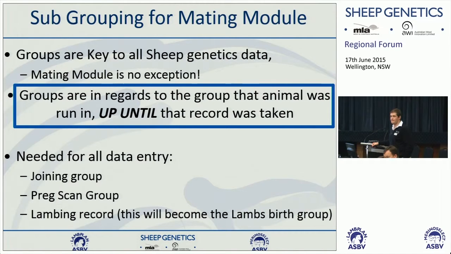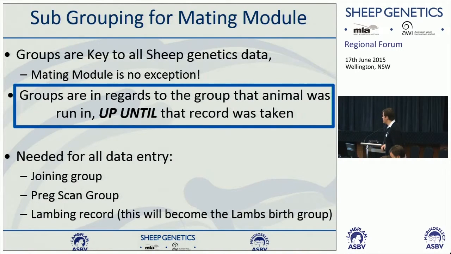A ewe might have scanned in lamb with twins, for example. One of those lambs has survived and one hasn't. So we still need to record those dead lambs along the way. If that ewe doesn't have lambs being recorded because the only lamb was dead that year, there is an option down the bottom to select that the lamb is dead. But in that case of multiple births, where we need to say one lamb's alive, one lamb's dead, then we'll still need to use that DAB methodology.